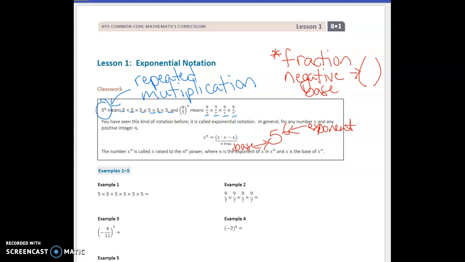Hopefully this is some review. But again, we're focusing on this idea that it's repeated multiplication. 5 to the 6th does not mean 5 times 6. If I wanted 5 times 6, I'd write 5 times 6. So let's look at some examples.